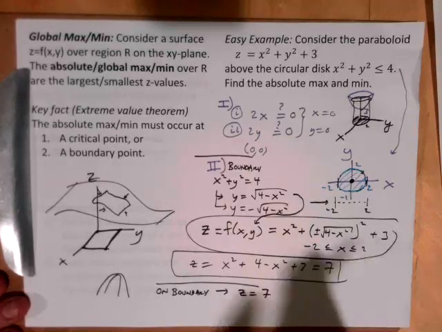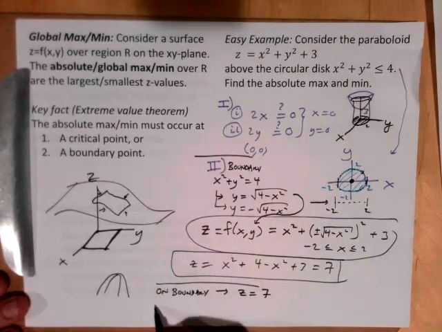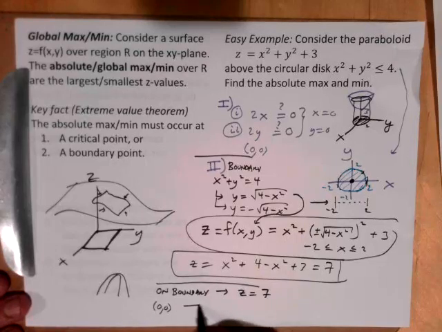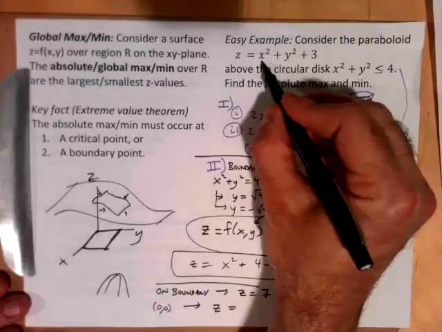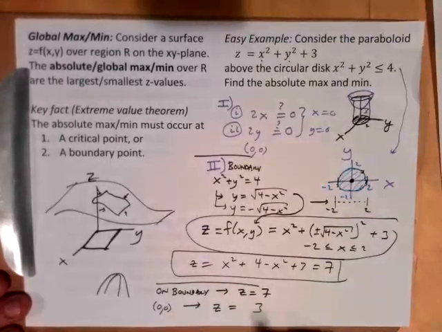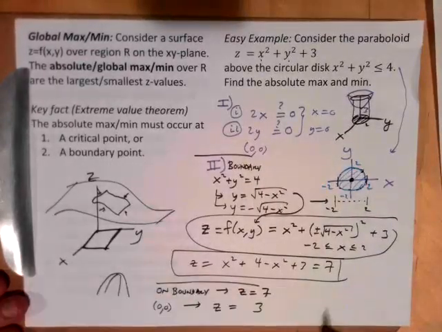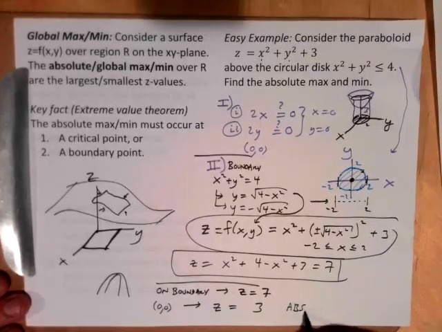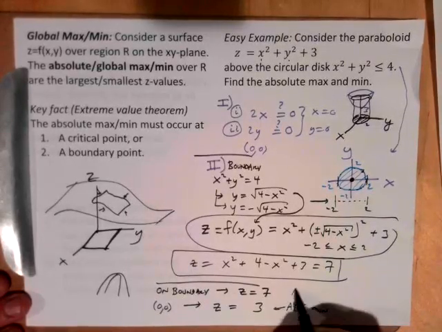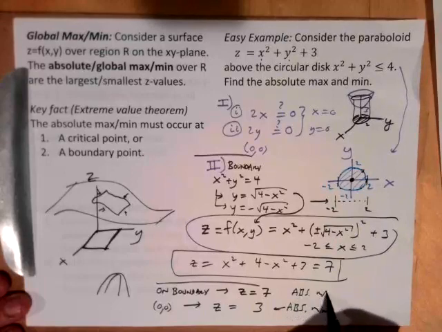And the answer either has to be on the boundary or at a critical point. So the only other point we have to consider is (0, 0), which we already found. And you do the z at (0, 0), when I plug in a 0 and a 0, I get 3. And the answer must be sitting there. And there we go. This is the absolute min, and this is the absolute max.